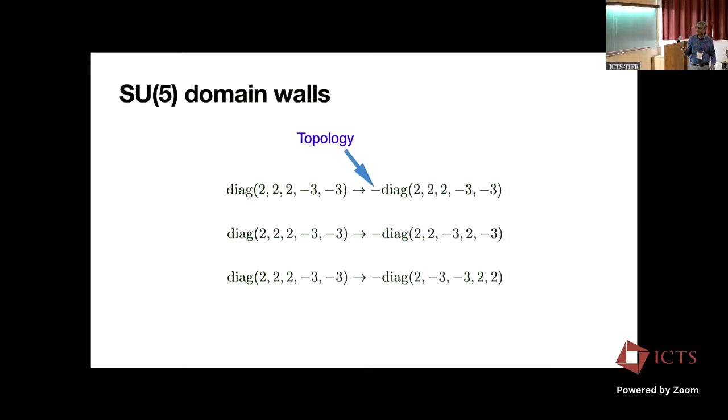Remember, back from lecture 1, the domain wall would be, if I went from 2, 2, 2, minus 3, minus 3 to minus the same thing. So this is the topology, the minus. But there are other options.